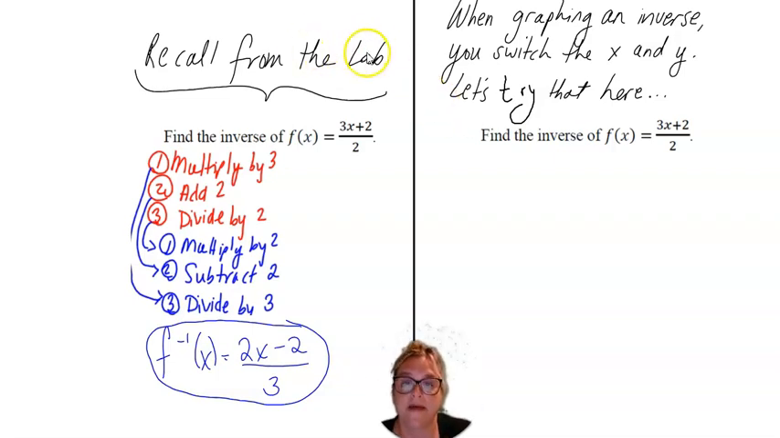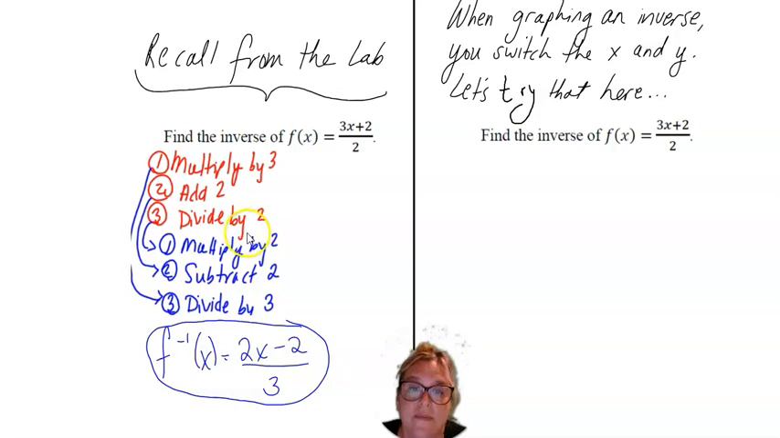So if you recall from the math lab that we did at the start of this lesson, when we wanted to find the inverse of f of x equals (3x plus 2) all divided by 2, we listed the operations that were occurring on the x in order of operations. So first the x got multiplied by 3, then we added 2, then we took that result and divided it by 2. To find the inverse equation, we do those same operations, but in reverse and with their inverse.